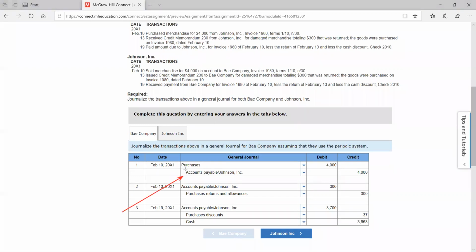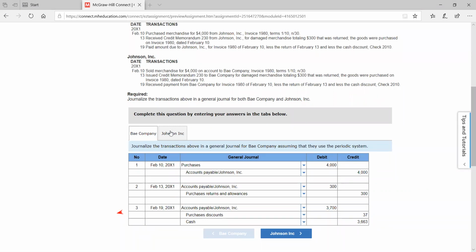So notice for the buyer, you debit purchases, credit AP. And then here's your return where you debited AP, purchase return. And then here's where you paid it. Debit AP, credit purchase discounts, credit cash. So look at how this changes for the seller.